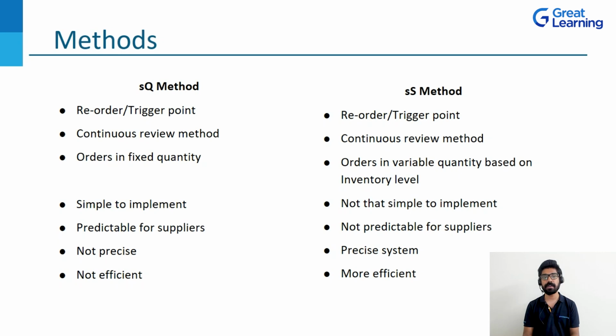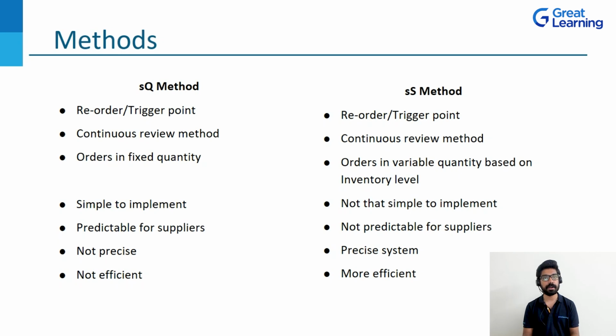The next advantage of the SQ method is that it is simple to implement. You know how much you should be ordering, right? Whenever the reorder point or trigger point is hit, you know how much you should be ordering. You don't need to calculate or think about any of these things because you know you're ordering a fixed quantity. So it is very simple to implement. The next point is predictable for suppliers.